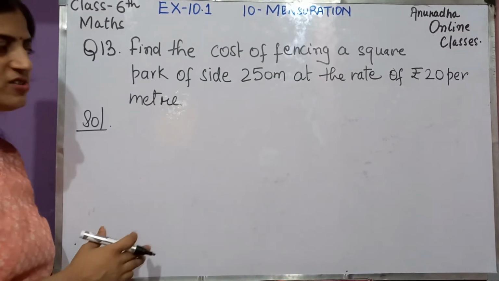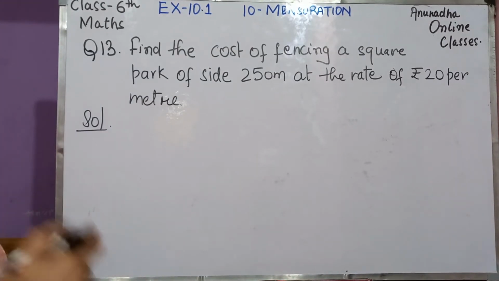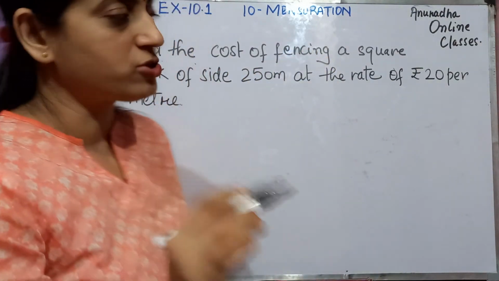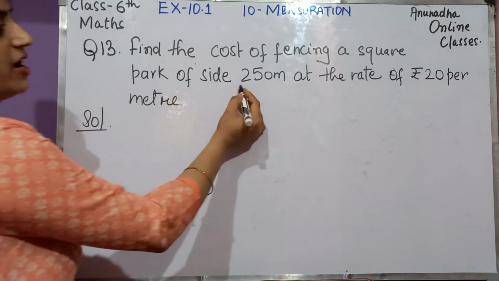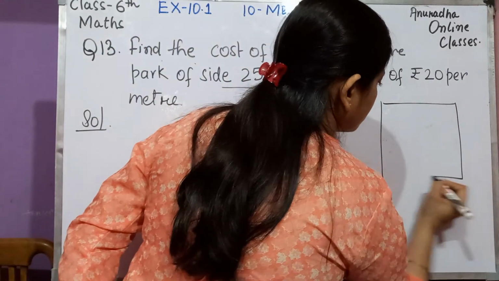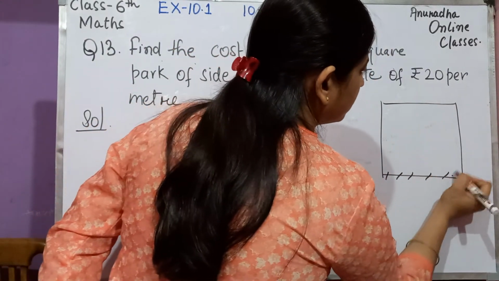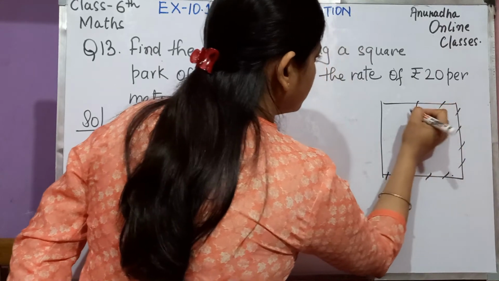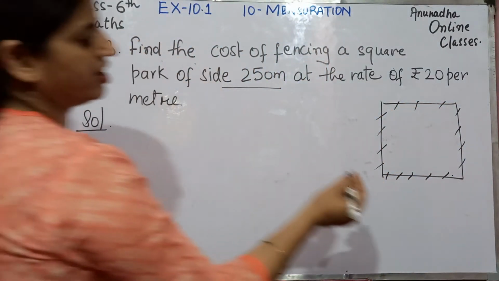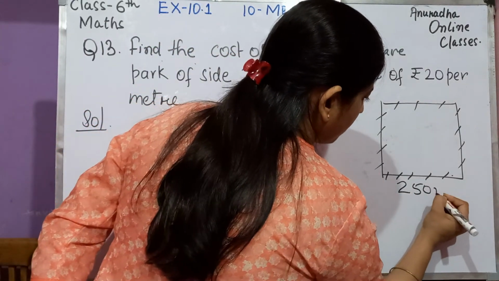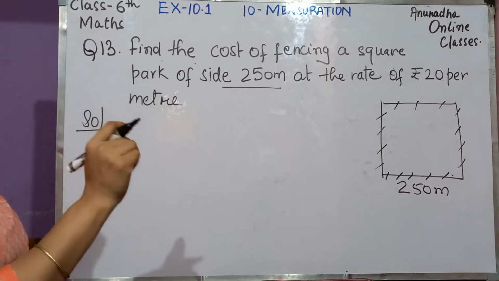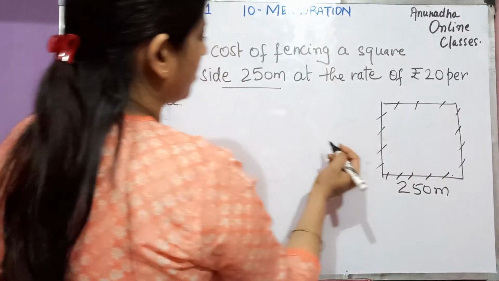Look here children, here is another question, that is question number 13. Find the cost of fencing a square park of side 250 meter. There is a square park, right? We have to fence it. What is given? You know one side of it, it is 250 meter. Okay, at the rate of... the cost of fencing is given to you.